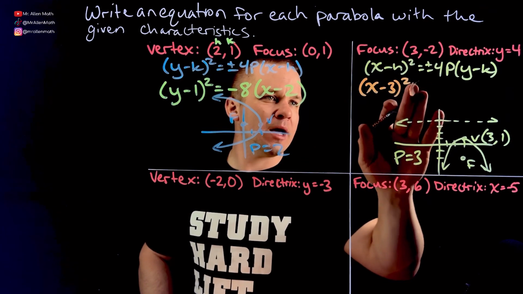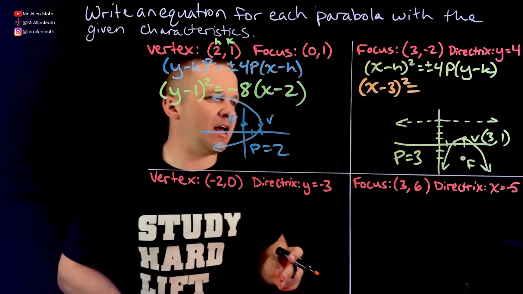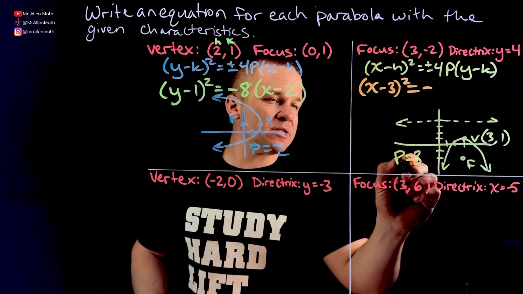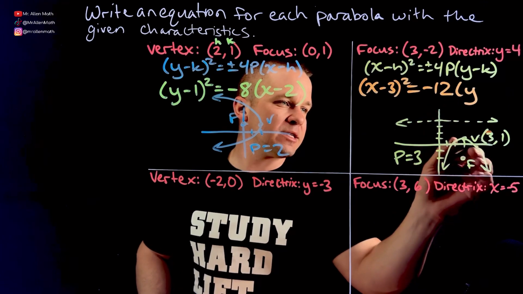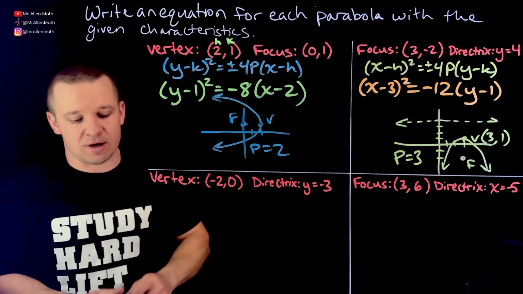Oops. Man, I'm messing up all over the place here. Equals. And then is it positive or negative? It's opening down, so it's negative. P is 3, so 4 times 3 is 12. Y minus k, which is 1. Y minus 1. Done. Got that equation right there.